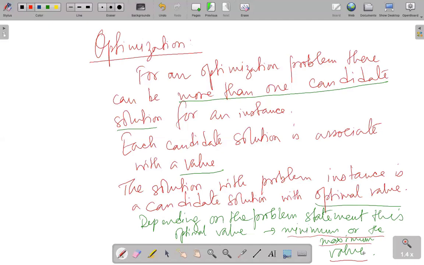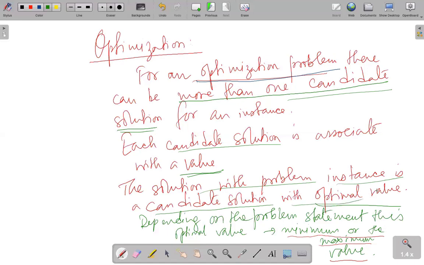Okay, so then there are a few terms that we have learned, that an optimization problem, first of all, is a problem which can have more than one candidate solution. Now each candidate solution has a value associated with it. Now the solution to the problem is that candidate solution which has an optimal value, and the optimal value is either the minimum or the maximum value depending on the problem in question.